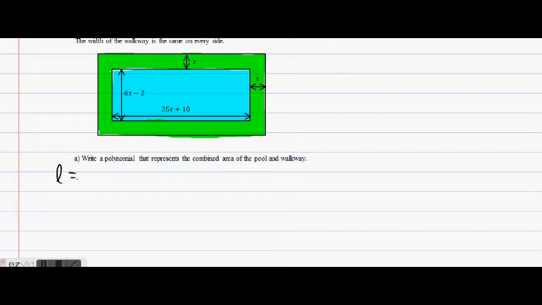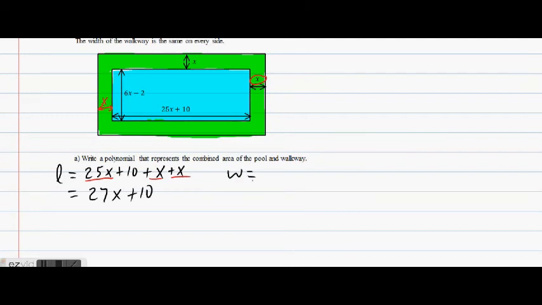So now, what is the length of the whole thing? Well, the length of the pool is 25x plus 10 plus this x. And I hope you agree that there's going to be an x on this side also. So plus another x. So the length is 25x plus x plus x. So we end up with 27x plus 10.